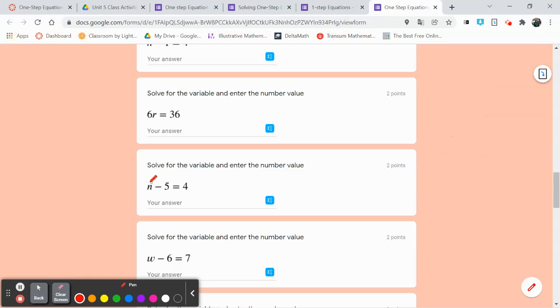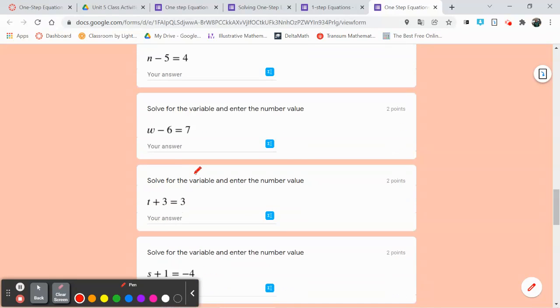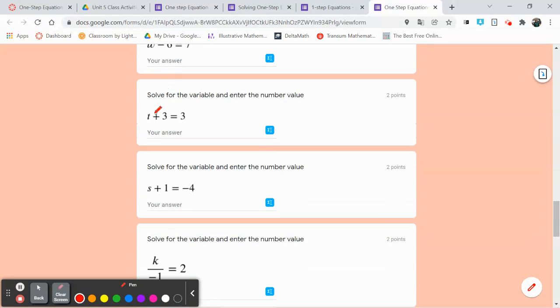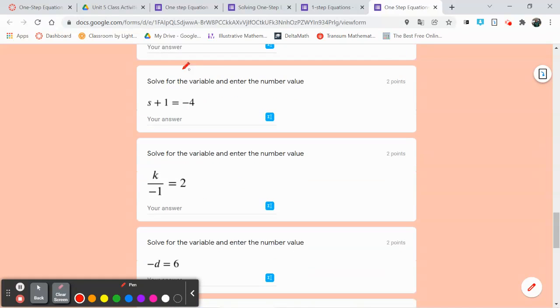Okay? Here, I do the opposite of subtract 5, which is add 5 to both sides. Here, I do the opposite of subtract 6, which is add 6 to both sides. Here, I do the opposite of add 3, which is subtract 3 to both sides. And yes, your answer can be a 0. All right, now we get to our signs. All right, s plus 1 equals negative 4. Got to use those sign rules. Found my letter. The opposite of adding 1 is subtracting 1.